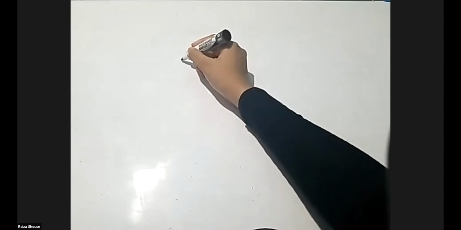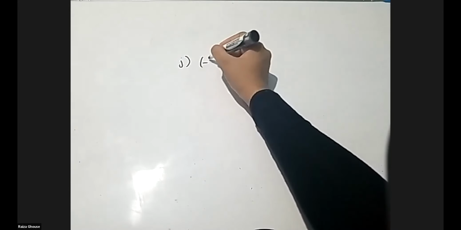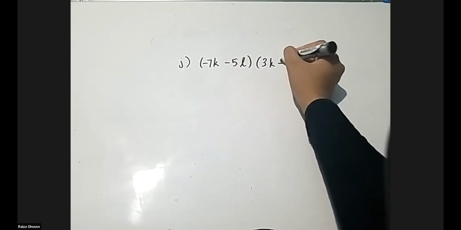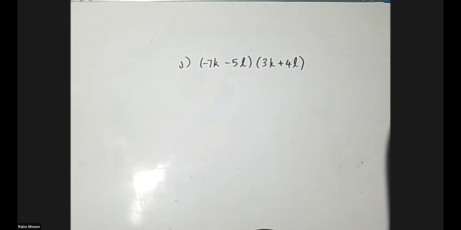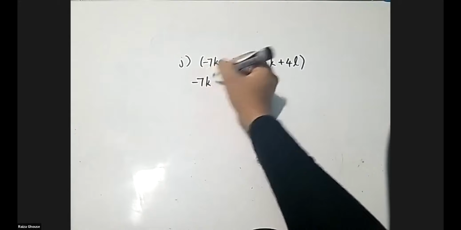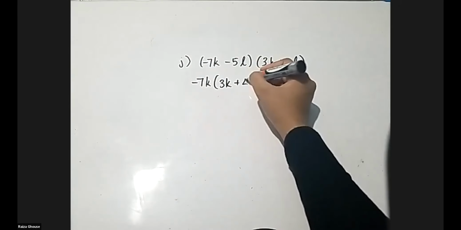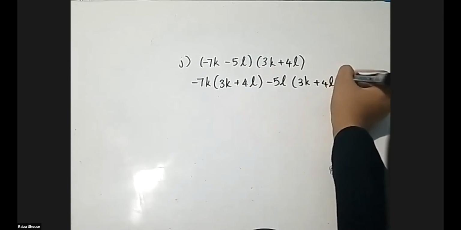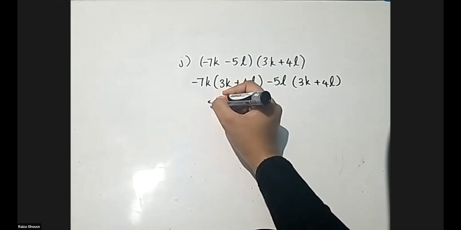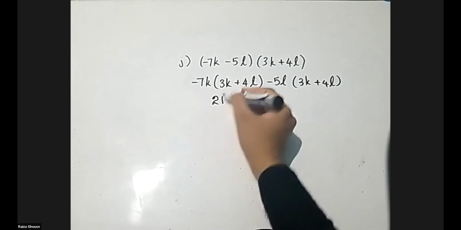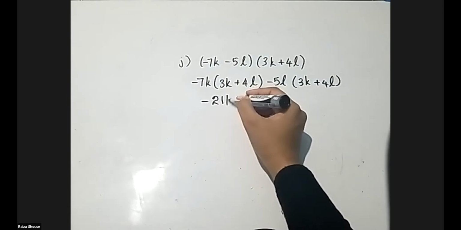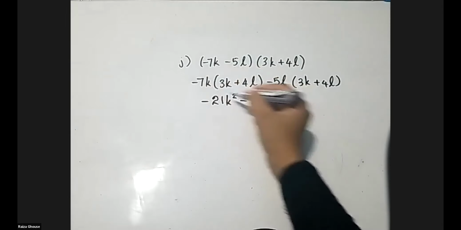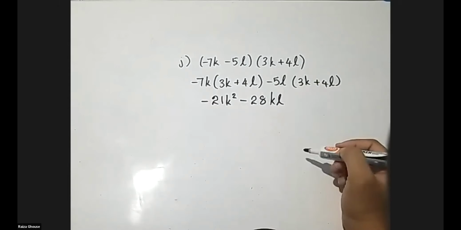Now let me discuss the J part of your exercise 4.1, that is minus 7K, minus 5L, 3K and 4L. Look at the board if you are done with the question. Taking the first term out of the first bracket and the second bracket completely, and I'm taking the second term of the first bracket and the second bracket completely. Now I'm multiplying each term inside the bracket by the term outside. 7 times 3 is 21, plus into minus is minus, k into k is k squared. 7 times 4 is 28, plus into minus is minus, k into L is KL.